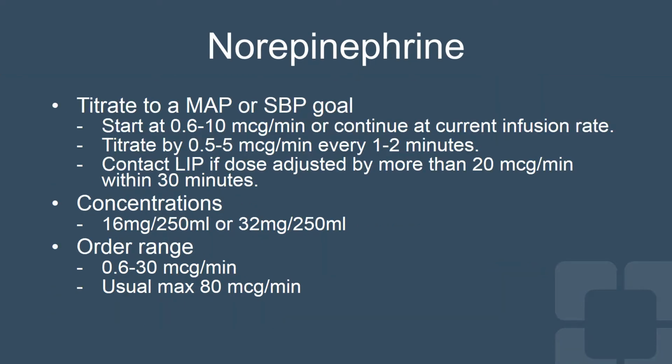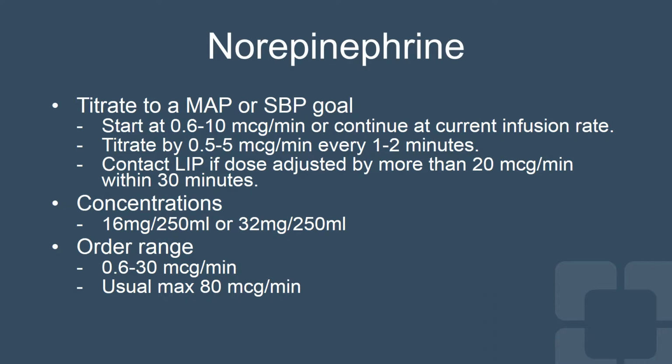When you see the order come through for norepinephrine, you will see it says to titrate to a MAP or systolic blood pressure goal. Typically that MAP goal will be 65 or that systolic blood pressure goal will be 90. Now these goals are set because those are typically the goals where we think we will have enough end organ perfusion to our vital organs, like our kidneys and our brain, to make sure that they're functioning appropriately.